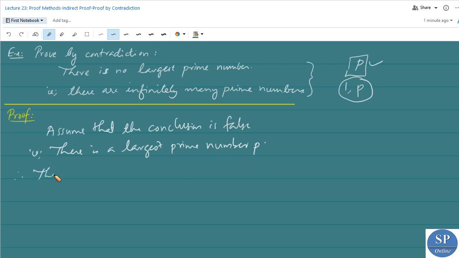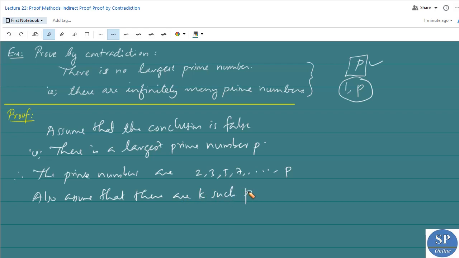Therefore, the prime numbers are 2, 3, 5, 7, etc. and the last prime number is p. Also assume that there are k such primes p1, p2, p3, etc. pk. That is p1 is equal to 2, p2 equal to 3, p3 equal to 5, etc. and pk equal to p.